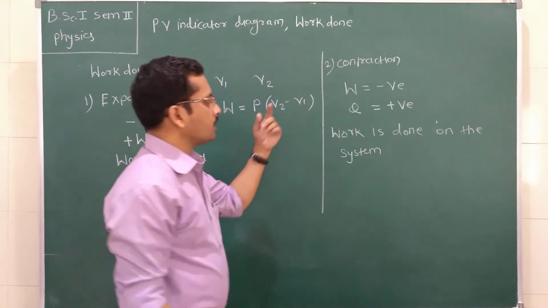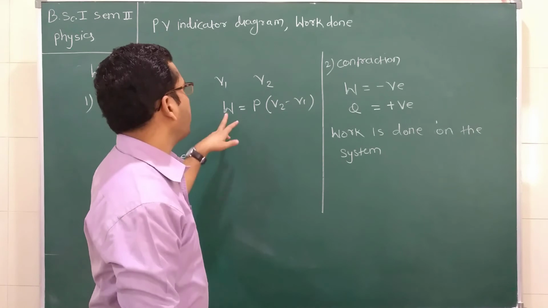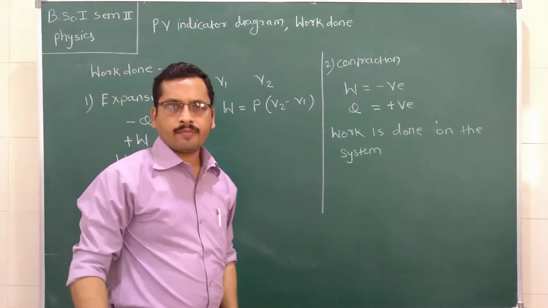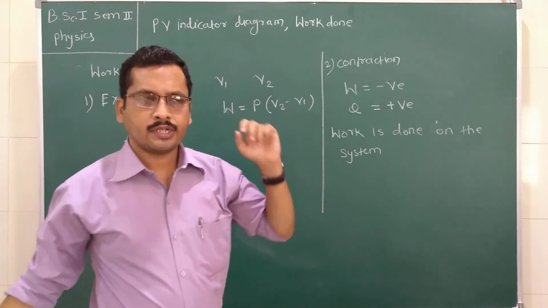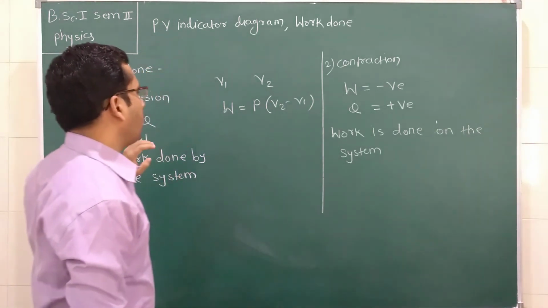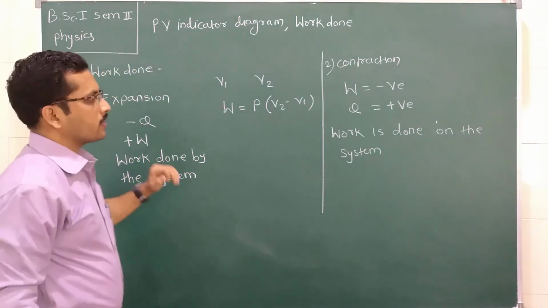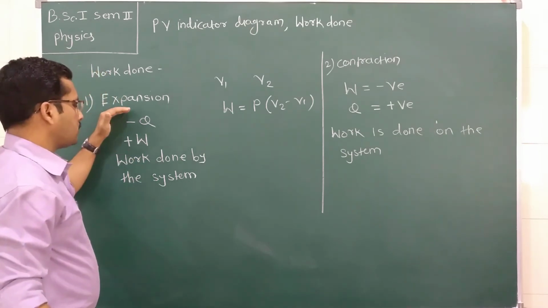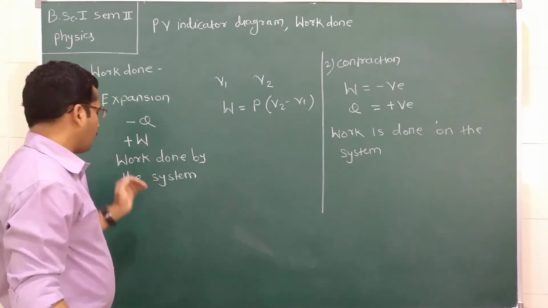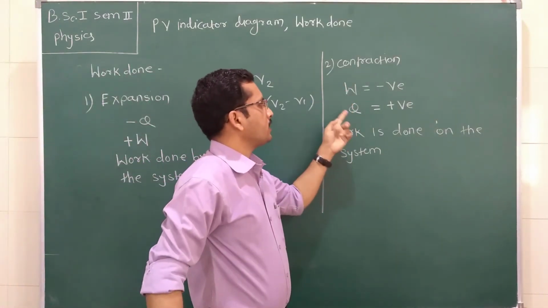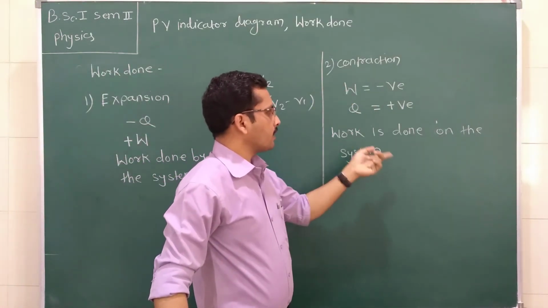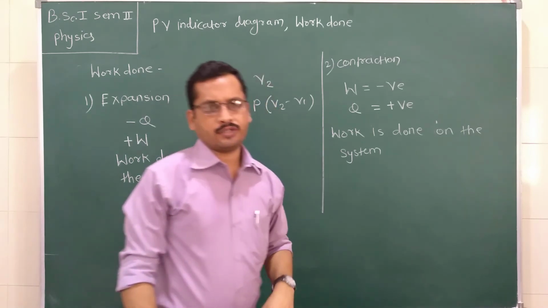Okay, therefore the volume decreases, and volume decreases means the work done will be negative. Work done will be negative, then this Q must be positive. So we can say that during the expansion this work done is positive and the work is done by the system on the surrounding. But in the case of contraction, the work done will be negative and the work done is on the system.